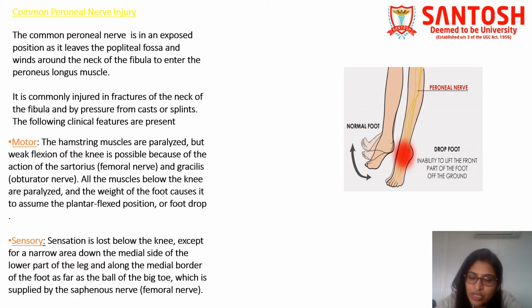So you can appreciate that this is a normal foot. When the common peroneal nerve is injured, there is inability to lift the front part of the foot off the ground, and there is foot drop. Sensation is also lost below the knee, except for a narrow area down the medial side of the lower part of the leg and along the medial border of the foot, as far as the ball of the big toe, which is supplied by the saphenous nerve. So that is spared.